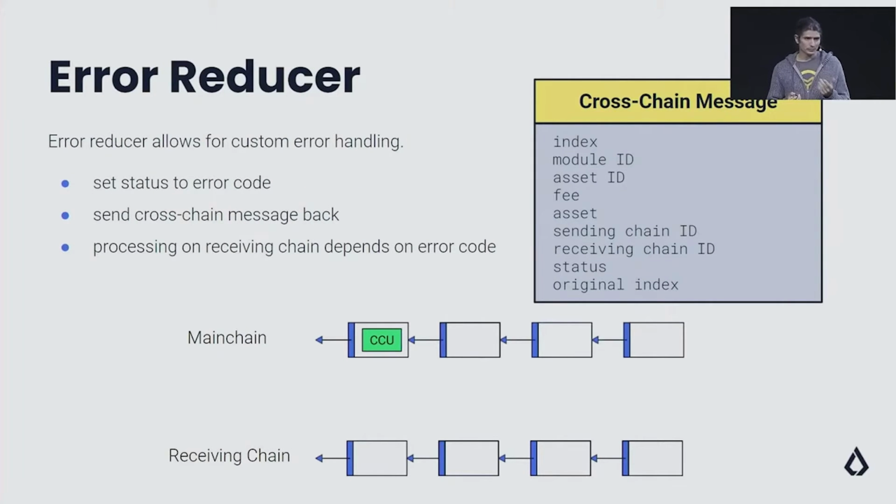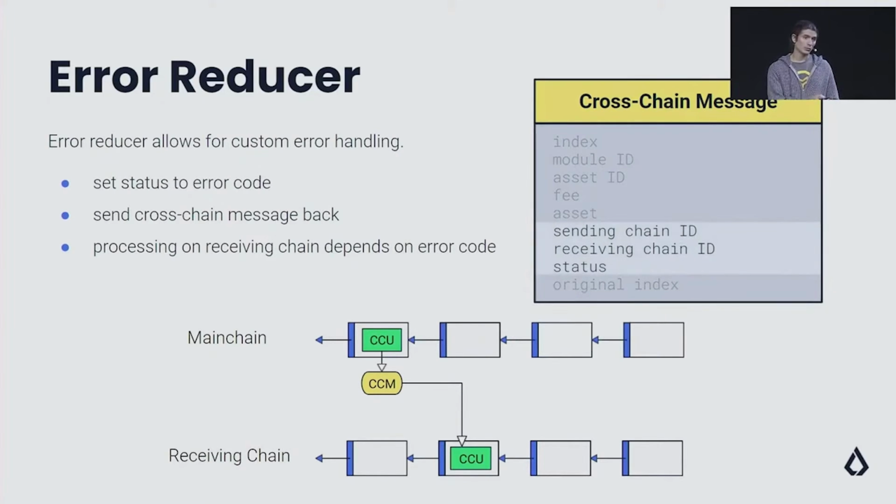The error reducer is used instead to bounce a cross-chain message in the case that the processing logic didn't work for some reason, with an error code. So following the previous example, the main chain is trying now to forward the message to the receiving chain, included in a CCU. But on the receiving chain, something happens. Maybe the asset schema was wrong, or there was an error in the custom logic of the CCM.